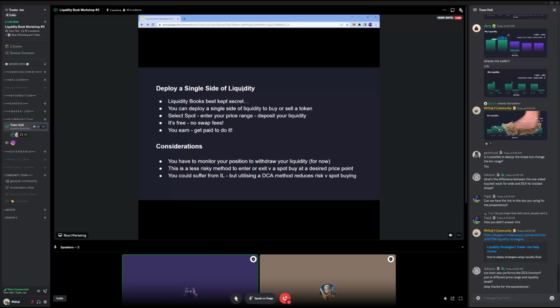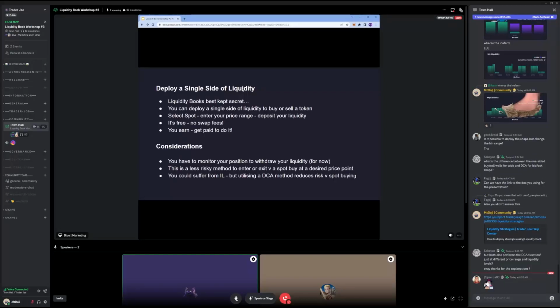There are considerations that you need to think about. At the moment, if you're depositing your liquidity into a LiquidityBook pool with the intention to have it traded for the other token, you will have to watch that position carefully, because we do not currently have limit orders available, so there's no automatic execution of withdrawing your liquidity if your price range is hit. So you will have to monitor it.